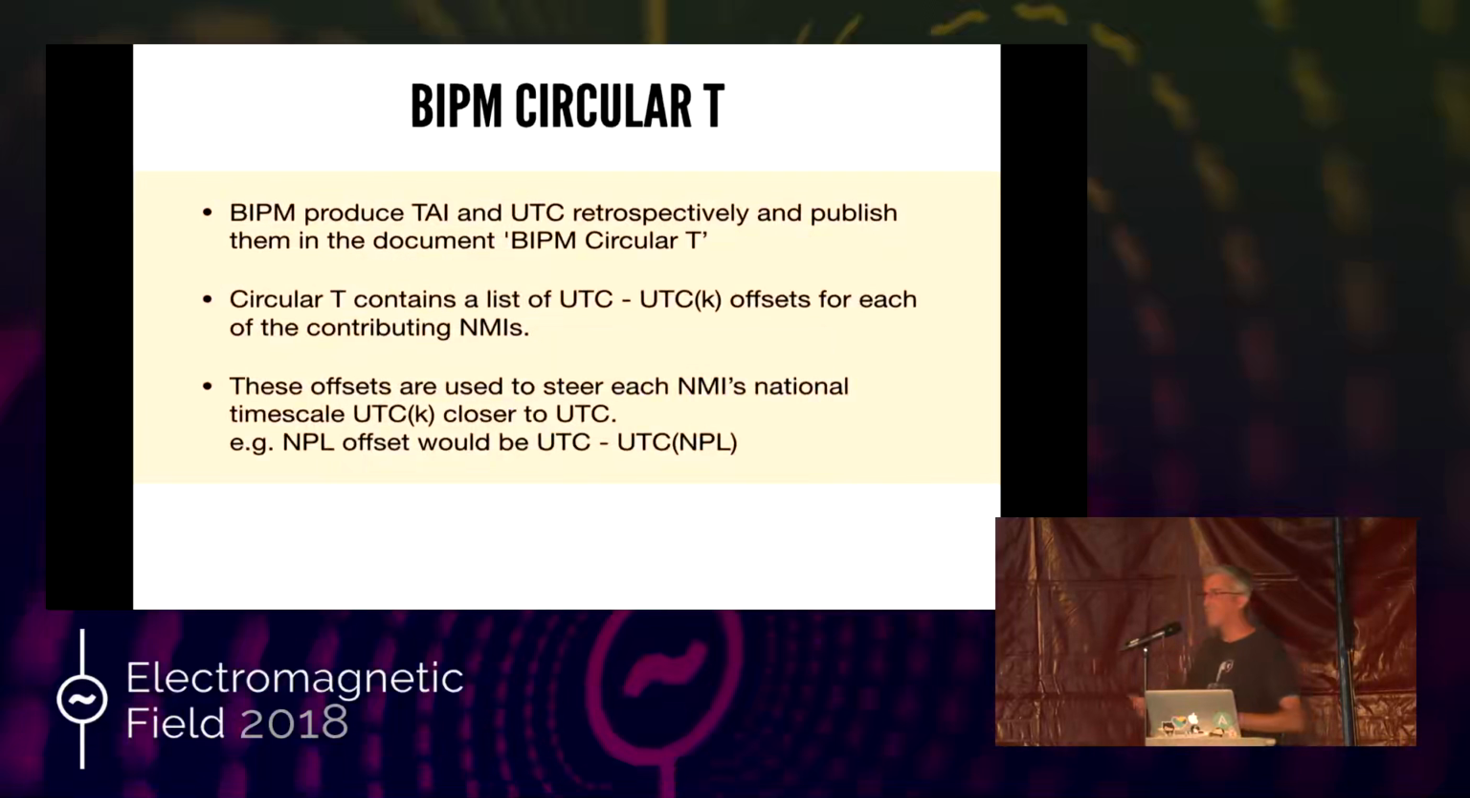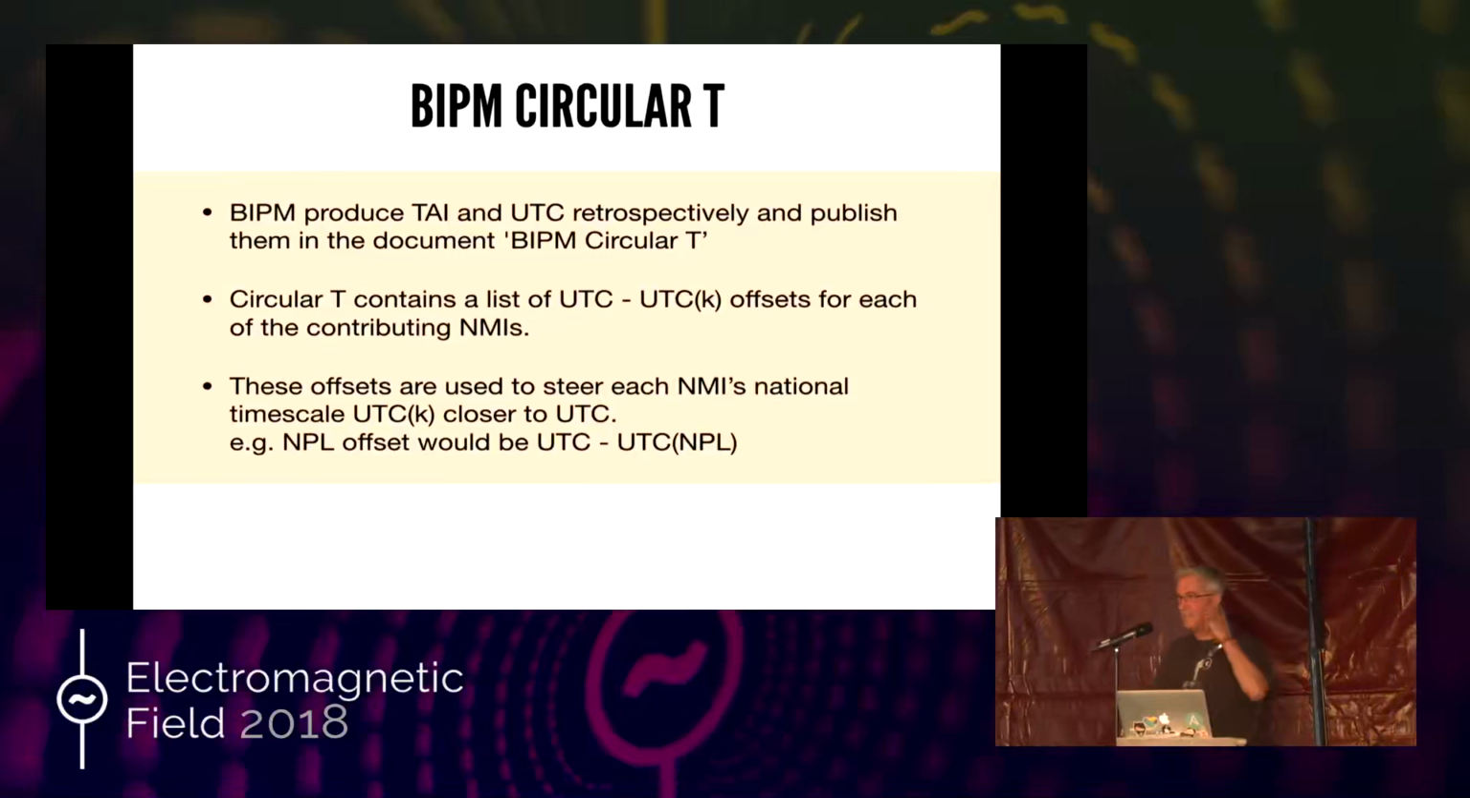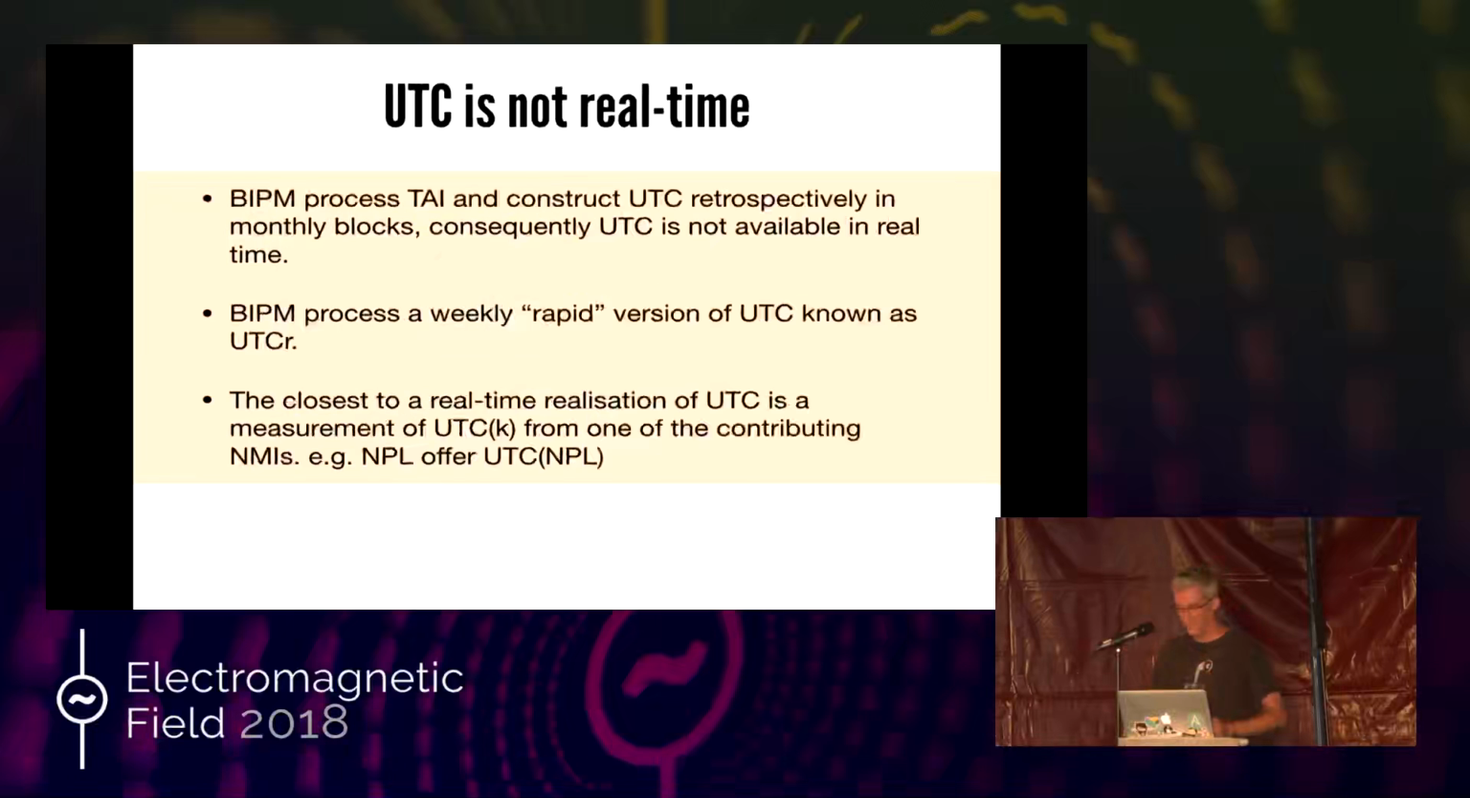And those get announced monthly. All of that processing is pulled in, and monthly they publish the BIPM Circular T, which is essentially a big long list of what UTC is versus the offsets from all of the different labs all around the world. The labs actually use that as a course correction to get their clocks back into line with what UTC is.